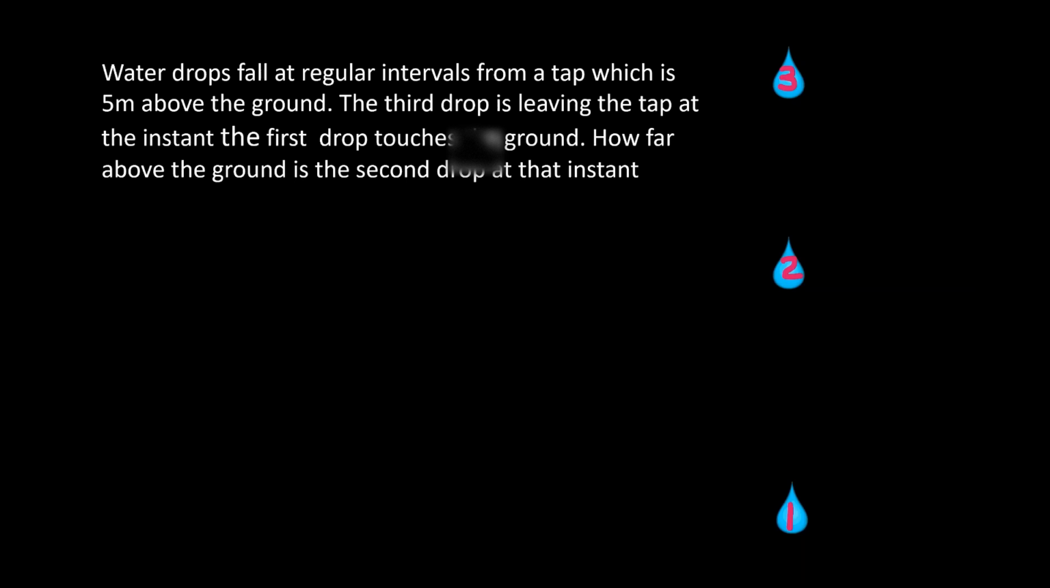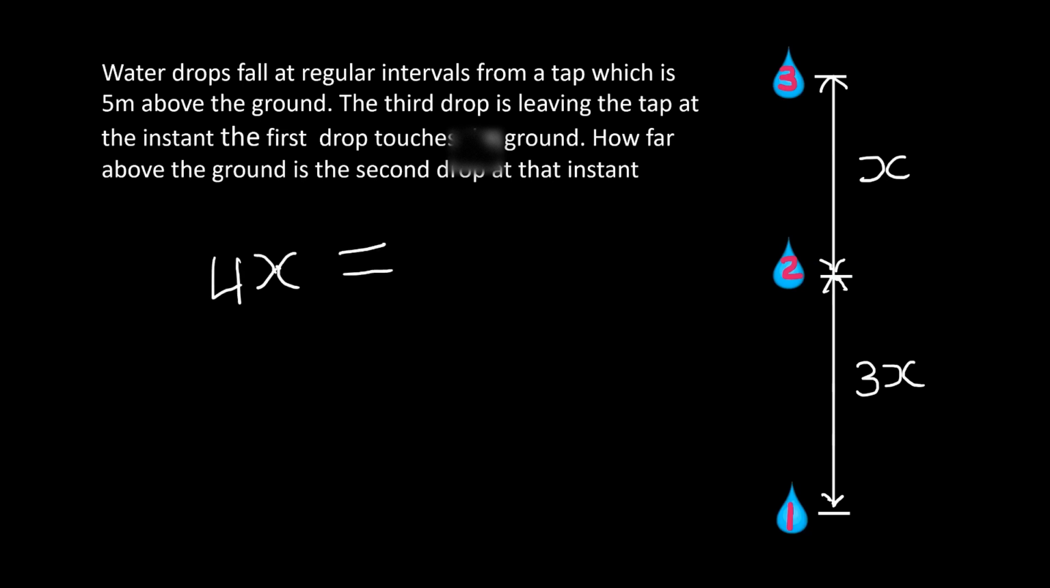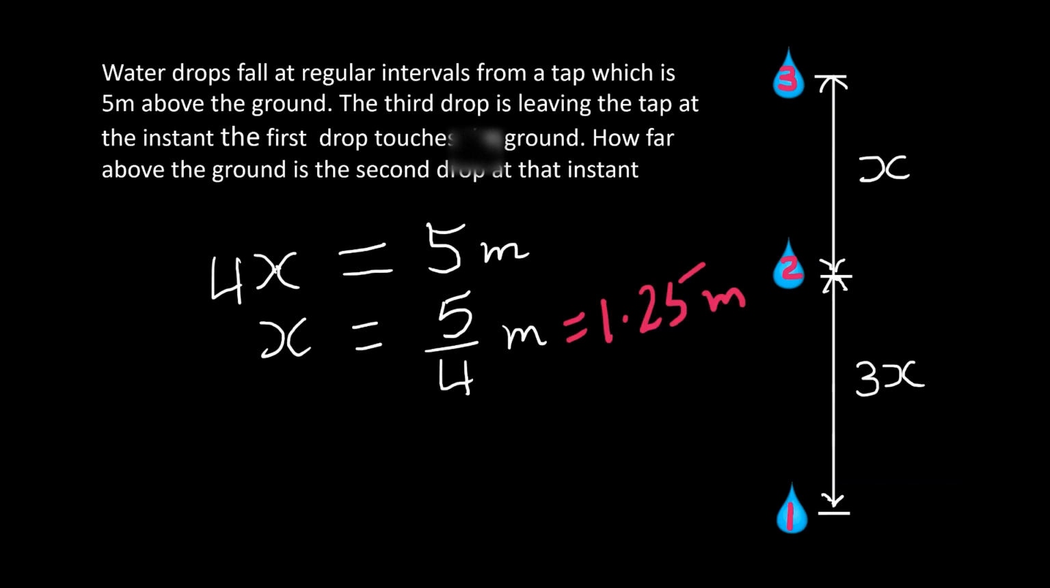Now just say that the distance between the third and second drop is x, and the distance between the second and first drop will be 3x. In this case, the total distance x plus 3x will be 4x. So 4x is actually the height of the tap from the ground, which is nothing but 5 meters. So x is equal to 5 by 4 meters, which is 1.25 meters.